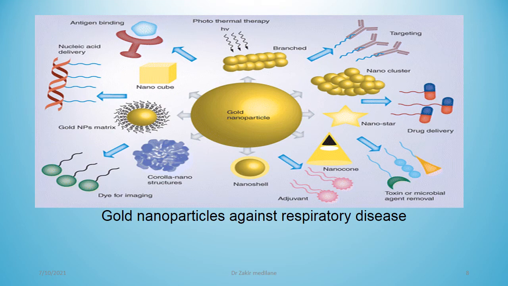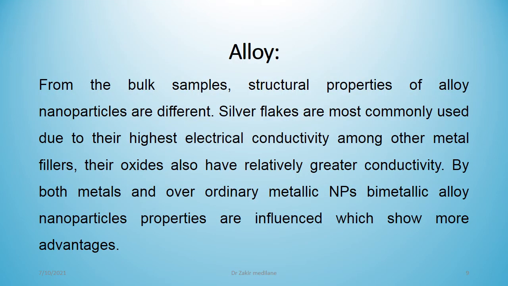Next, alloy nanoparticles. Compared to the bulk sample, the structural properties of alloy nanoparticles are different. Silver flakes are most commonly used due to their highest electrical conductivity among metal fillers. Their oxides also have relatively greater conductivity than ordinary metallic nanoparticles. Bimetallic alloy nanoparticles have influenced properties, which show more advantages when compared to other nanoparticles.